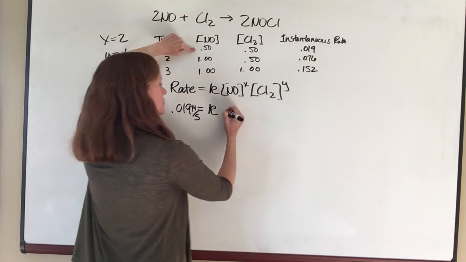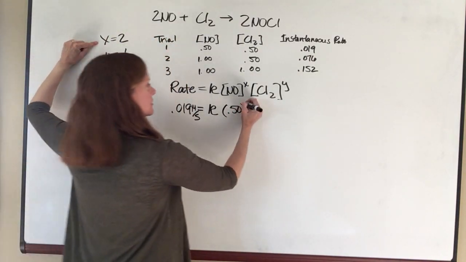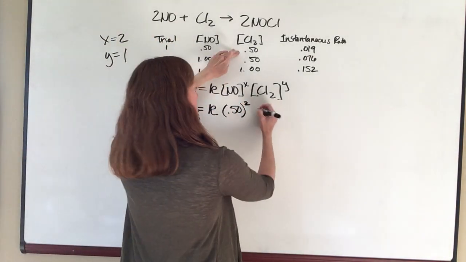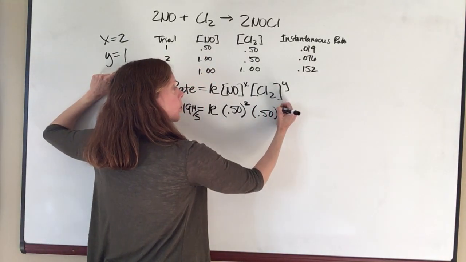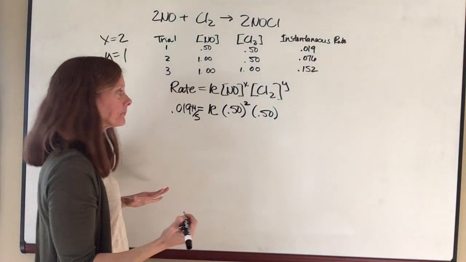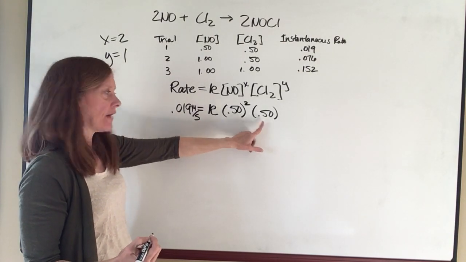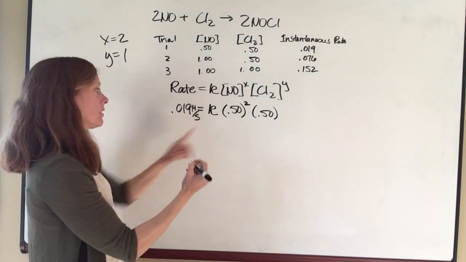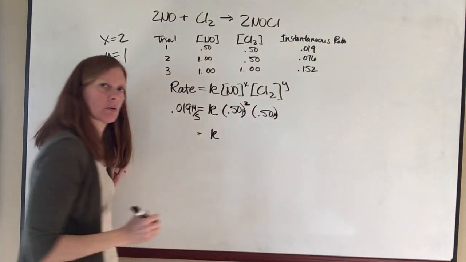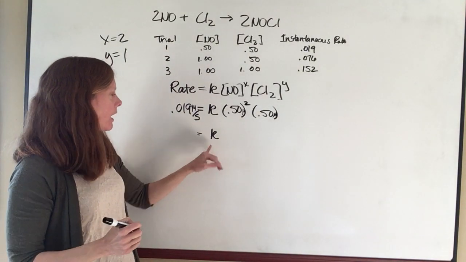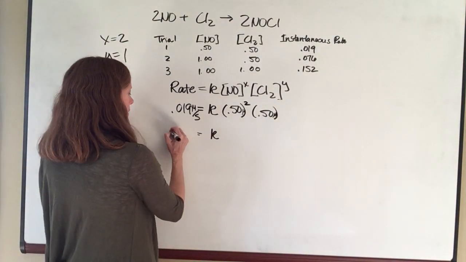The NO concentration is 0.50 and I know that my x is 2, and my Cl2 is 0.50, and I know that my y is 1, so I don't have to write the 1 up there. So therefore, when you take 0.019, you divide that by 0.5, and then you divide it by 0.5 squared, your K, and once again, I forgot my units. I'm setting a really bad example for you guys, not putting units on things. So my K, then, when you divide that out, is going to be 0.15.